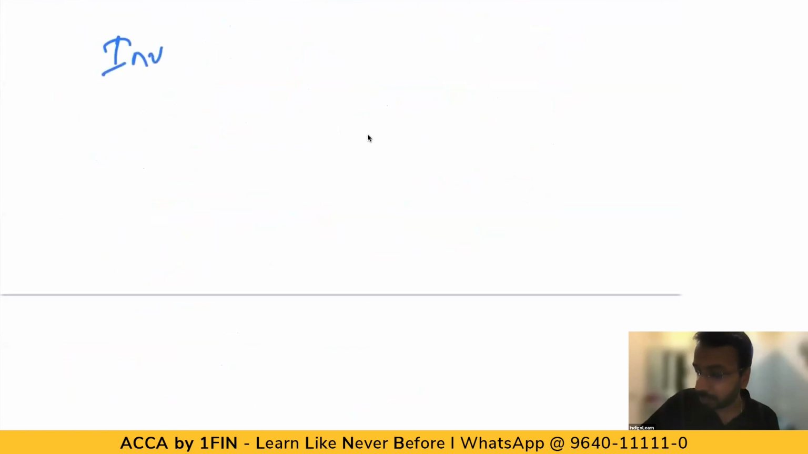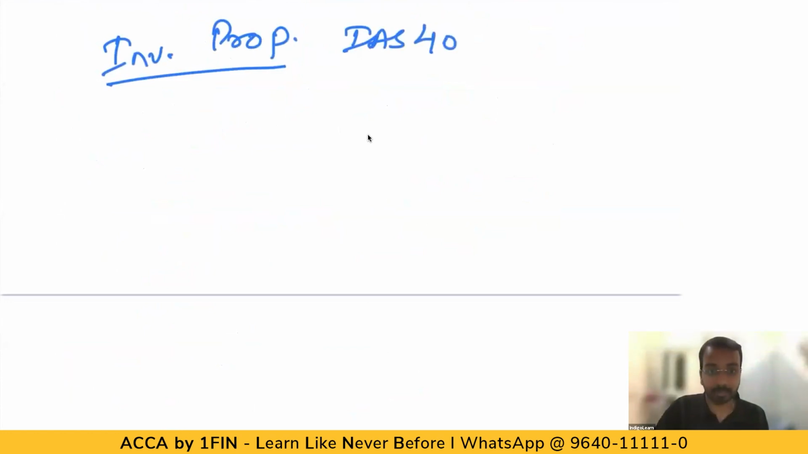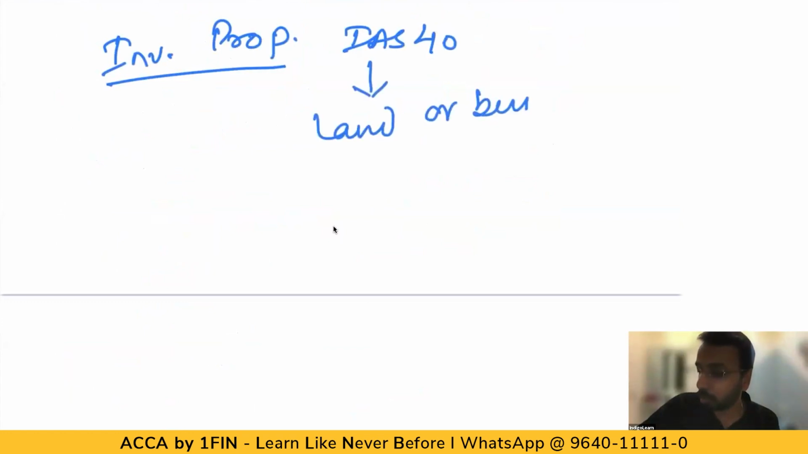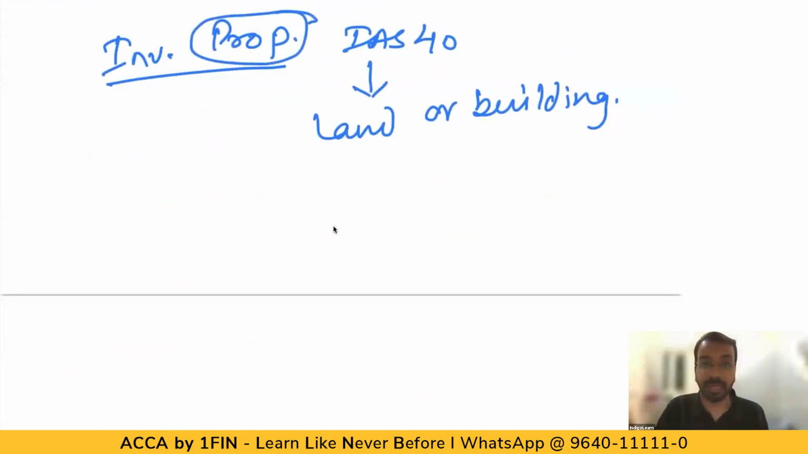Coming to investment property. Investment property is covered by IAS 40, and please remember, IAS 40 covers land or building or both. So when I say property, it has to be land, building or both. If there is any other asset other than land, building or both, that is not covered by IAS 40. That will be covered by other standards, that is IAS 16.